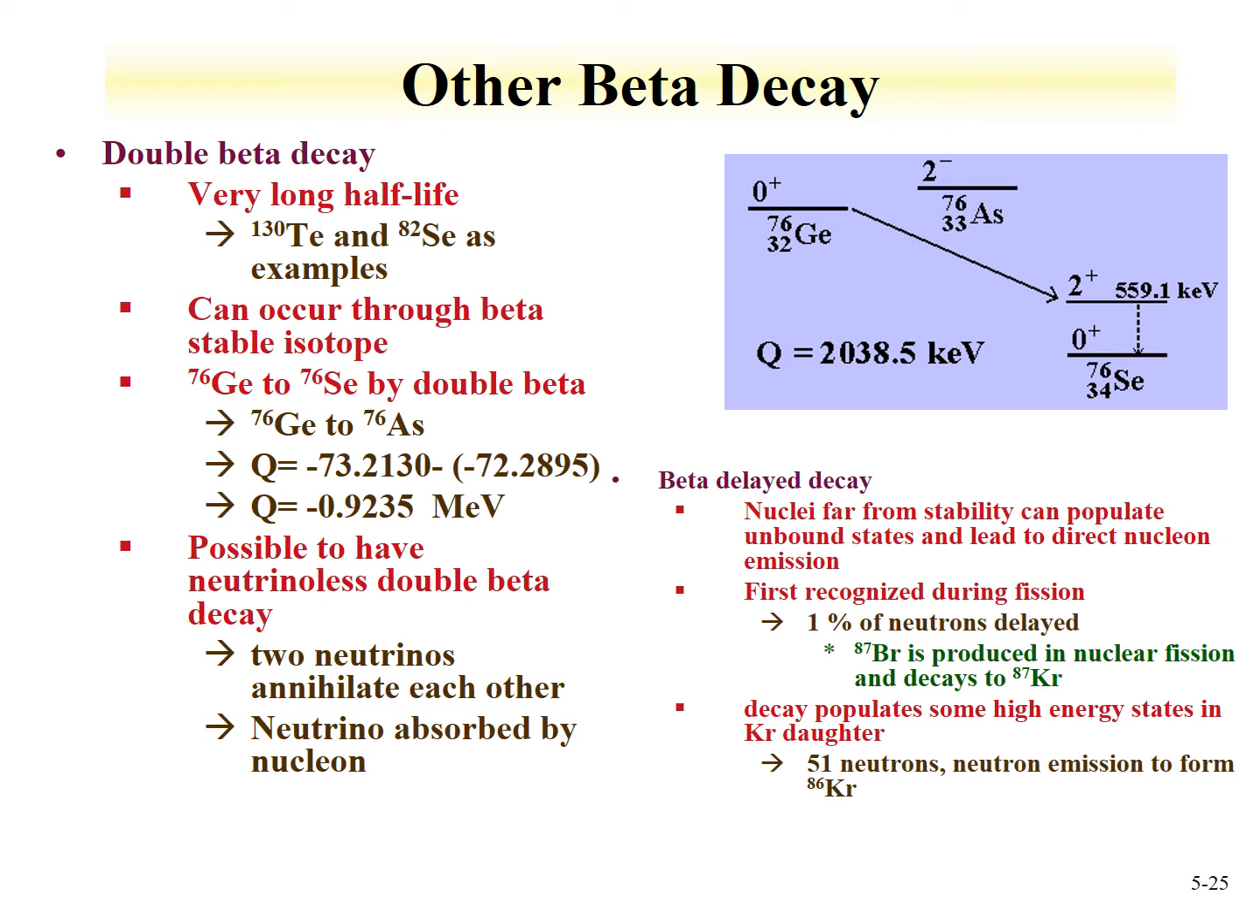Now another branch of beta decay is beta delayed decay. Nuclei far from stability can populate unbound states that lead to direct nucleon emission. What this is, is a beta decay which is followed by neutron emission, so a beta delayed neutron. These are important for nuclear reactors. About 1% of the neutrons that are produced in fission are actually these beta delayed neutron emissions. And we'll discuss this more when we talk about fission.